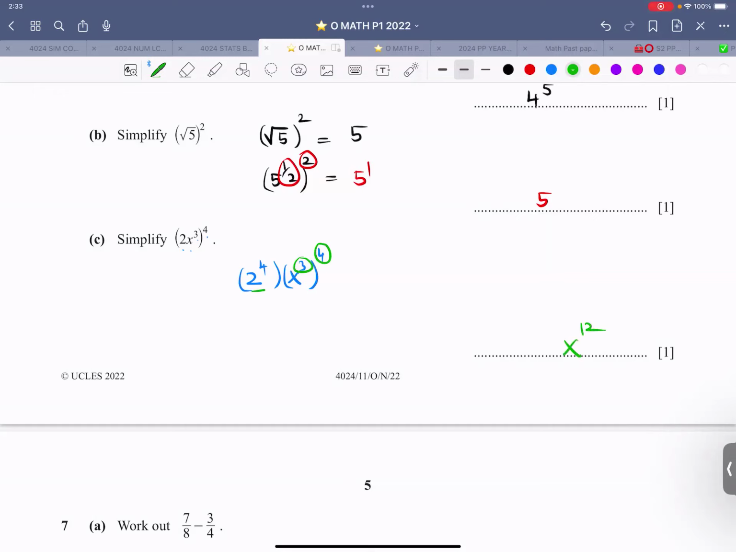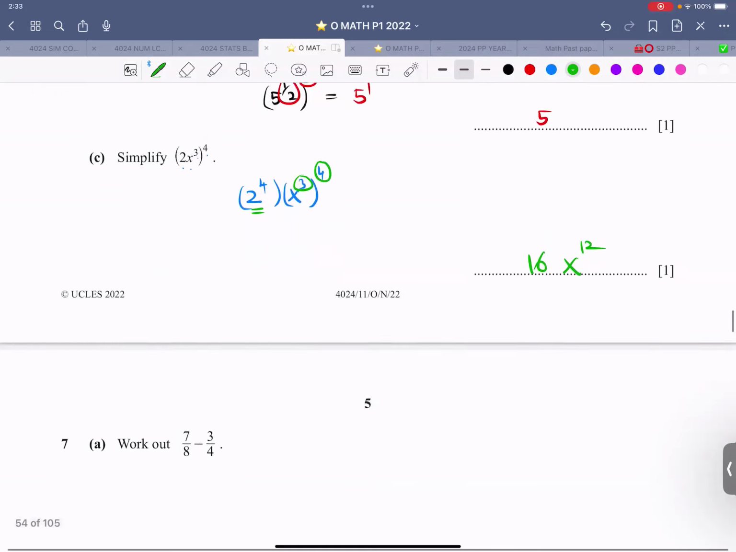That is x power 12. 2 raised to power of 4 is 16. 16 x power 12. That's the answer.